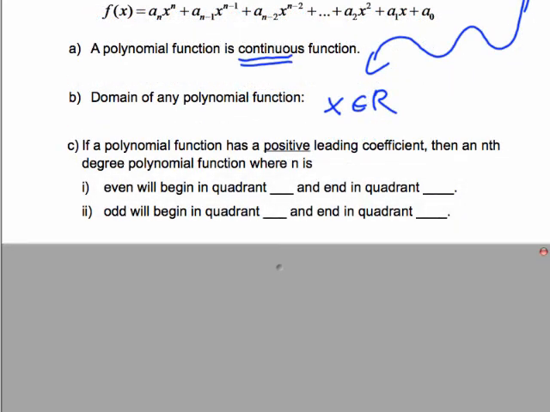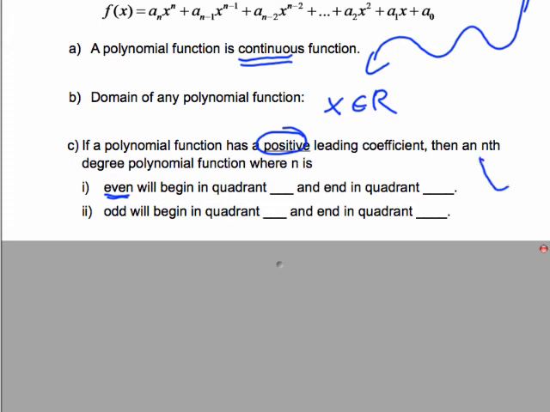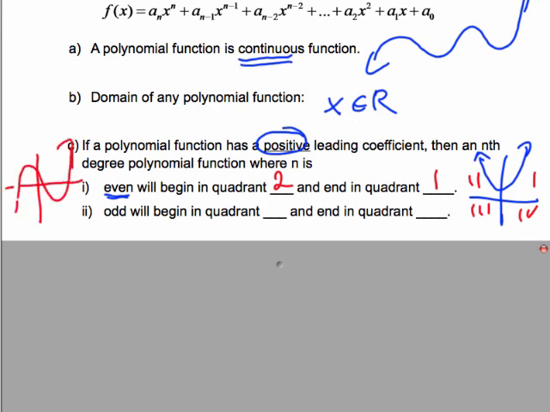Now, in terms of the shape, this is just a summary of what we described. If a polynomial function has a positive leading coefficient and an nth degree polynomial where n is even, so if you have an even degree like a quadratic with a positive coefficient, it's going to start up in quadrant 2. Remember, my quadrants are 1, 2, 3, 4, and it'll end in quadrant 1. And if it's odd, such as a cubic, a positive leading coefficient cubic will start down in the bottom left in quadrant 3 and end up in quadrant 1.